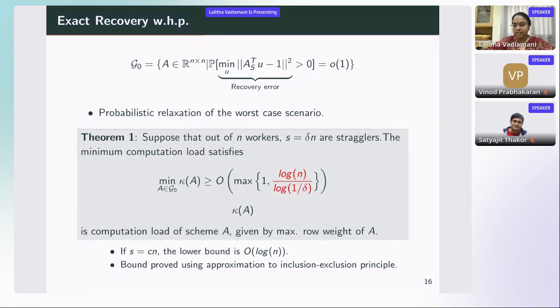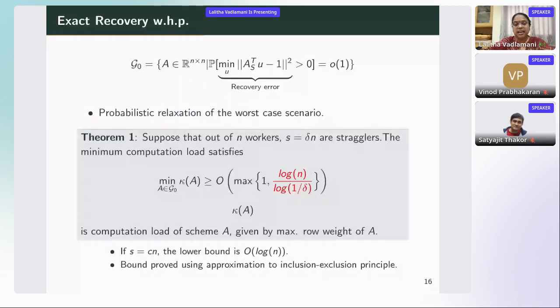So yeah, this is what is called a probabilistic relaxation of the previous gradient coding problem that we had, right? It's a slightly easier requirement to meet compared to all n minus s non-straggling nodes having the all ones vector in the span. So in this setting, what is the theorem?